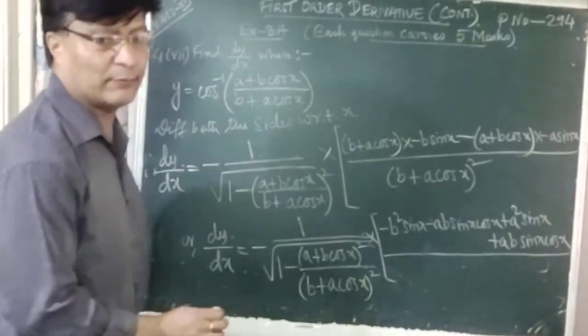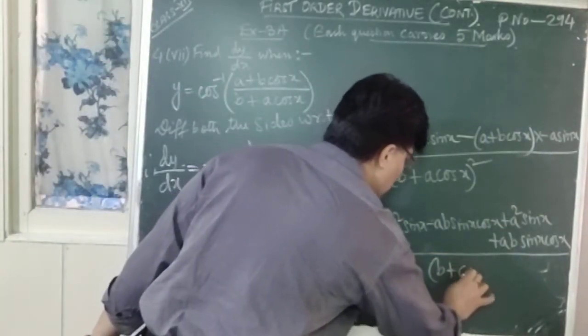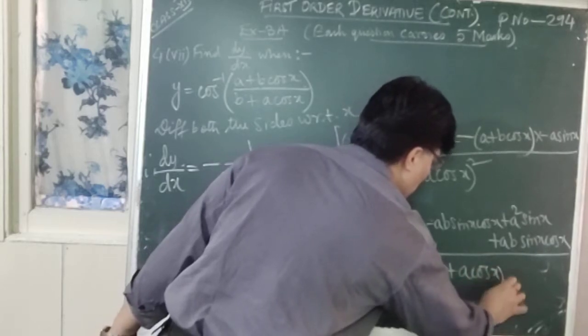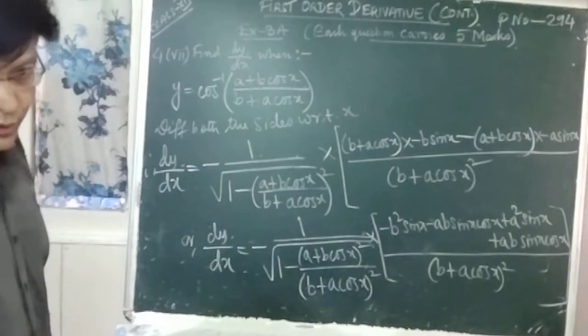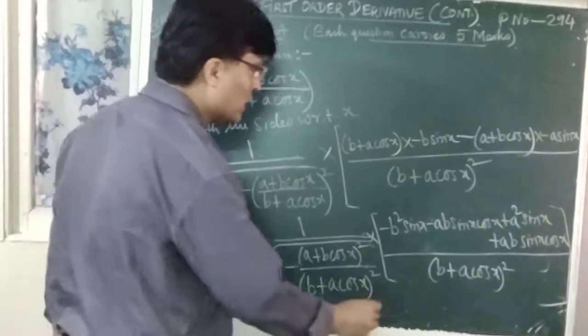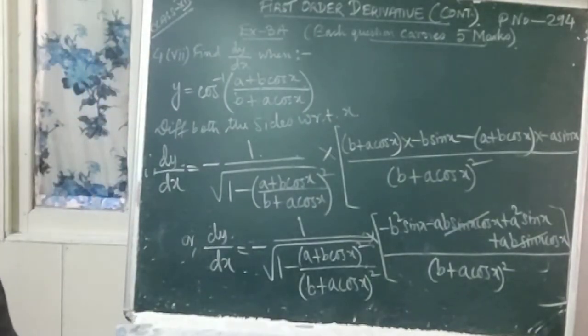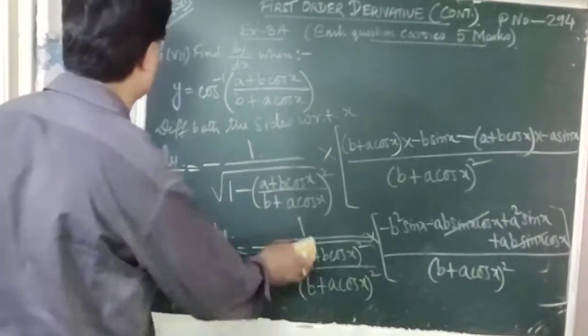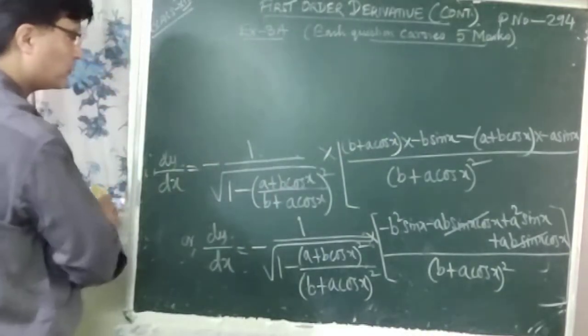This whole divided by, what is the denominator out here? It is b plus a cos x whole square. So here the third bracket is closed. Okay. Now here we can cancel this. Minus ab sin x cos x plus ab sin x cos x gets cancelled. You can cancel them. Okay.